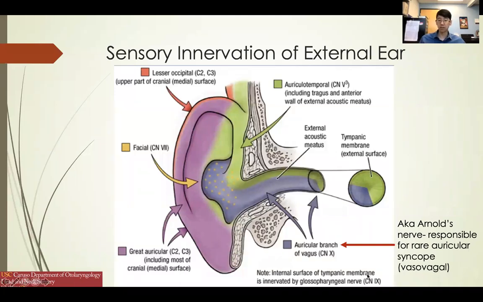Other nerves, you have the cranial nerve 9, the Jacobson's branch of 9, or branch of Jacobson's nerve, that innervates the internal surface of the TM. You've got cranial nerve V3, you've got cranial nerve 7, and also branches of C2 and C3, the lesser occipital and great auricular nerves.